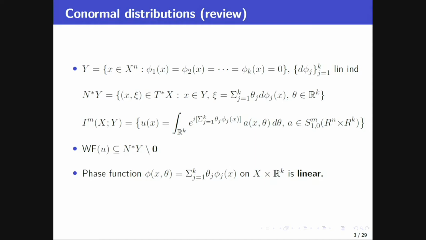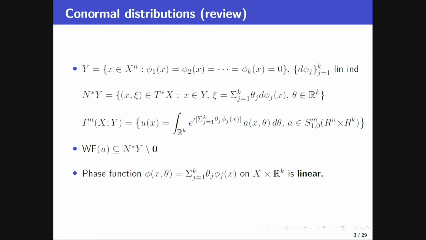Then we look at the distribution of this form. We have the phase function, the sum of θ_j φ_j, and a symbol, a very simple symbol, S^m_{1,0}, again defined yesterday. And we define by I^m(X, Y) the set of all the distributions of this form for the conormal bundle N*(Y). It was shown that the wavefront set of u is in the conormal bundle of Y.